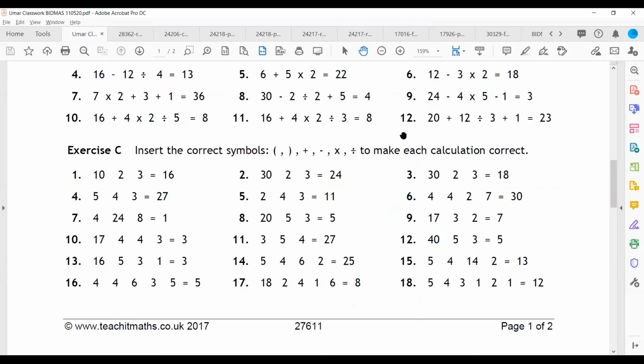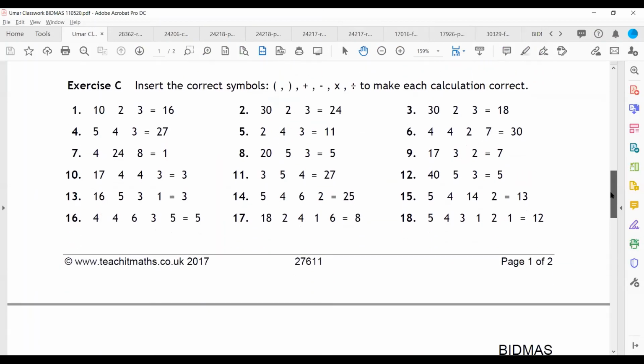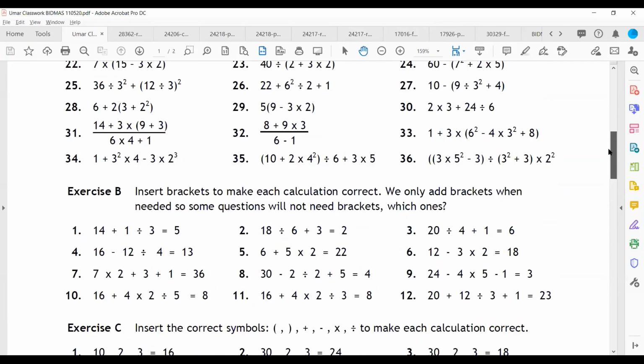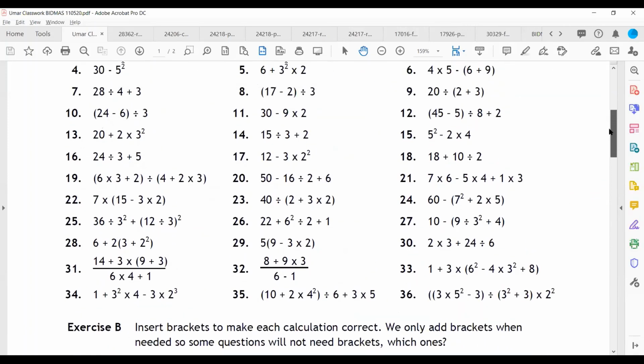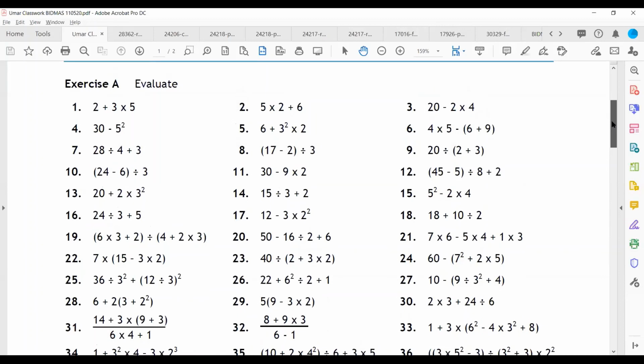So if we have a look here, some of these are quite tricky. So you don't have to do all of them, but have a go at them and see how you go. Once you get your rhythm on this, it's quite good fun.